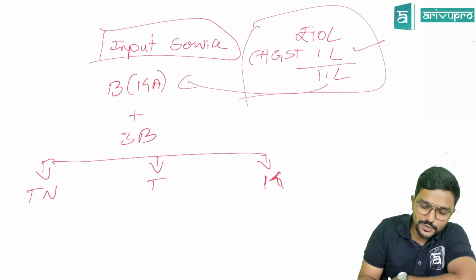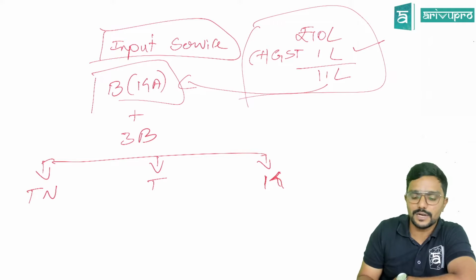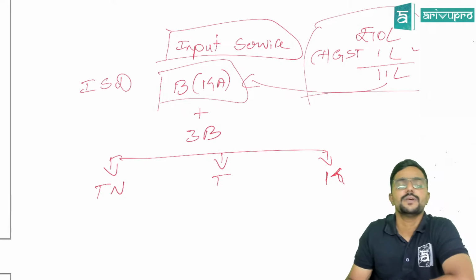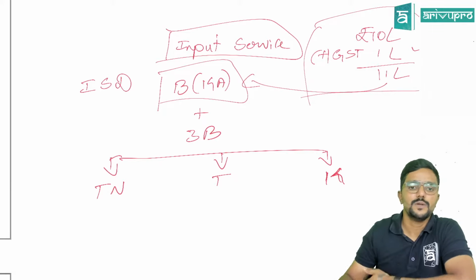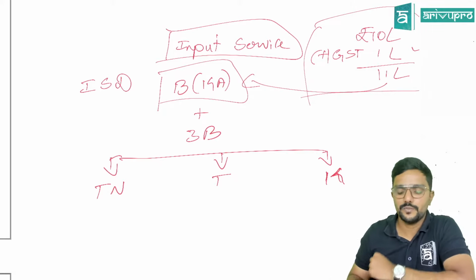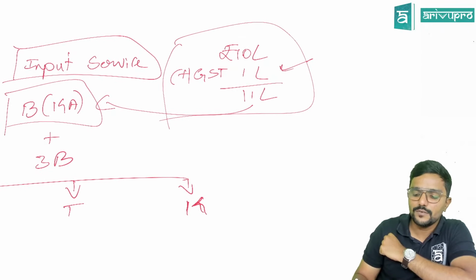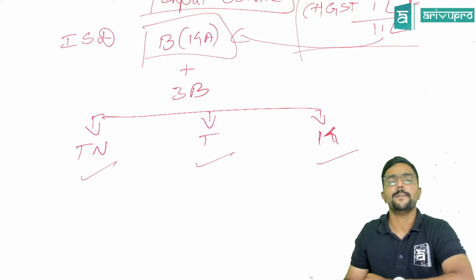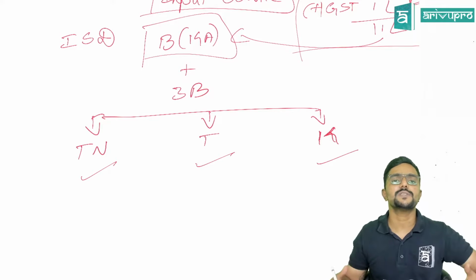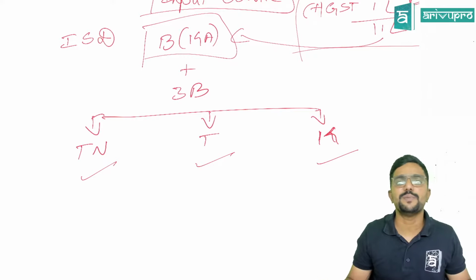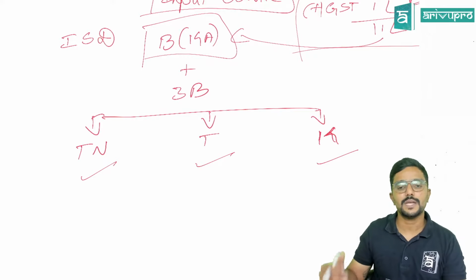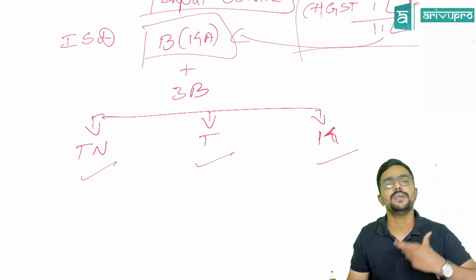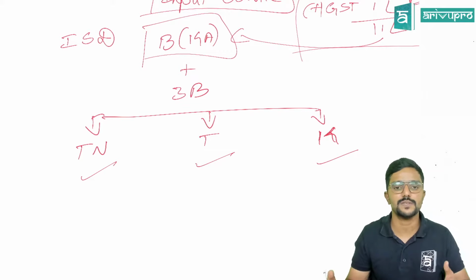So the invoice is issued by the Bangalore branch of Karnataka. So we call them the input service distributor, guys. This Karnataka branch will distribute the credit of 1 lakh to all the branches, that is Tamil Nadu, Telangana and Kerala, based on the services used by them. So we call them beneficiary units.